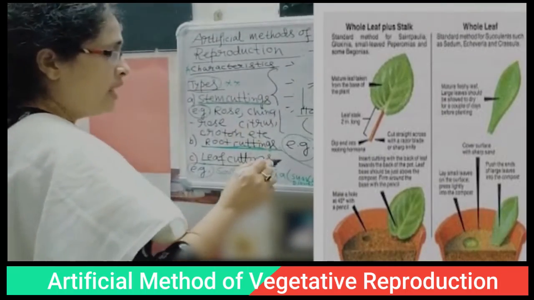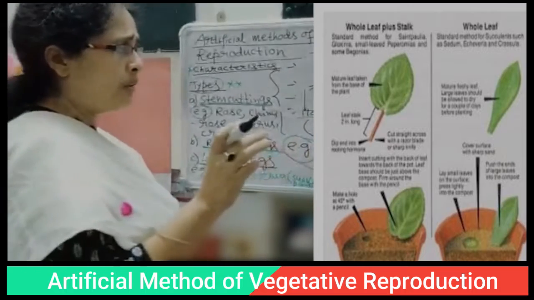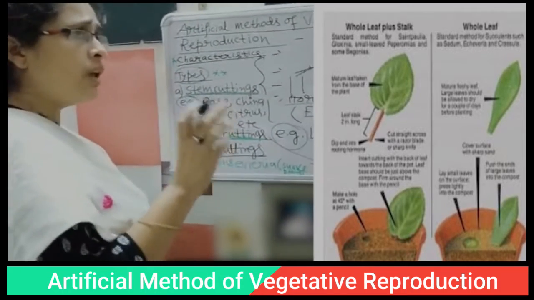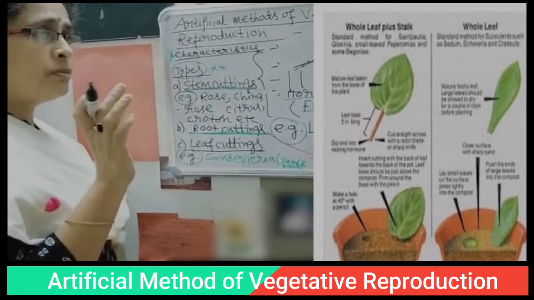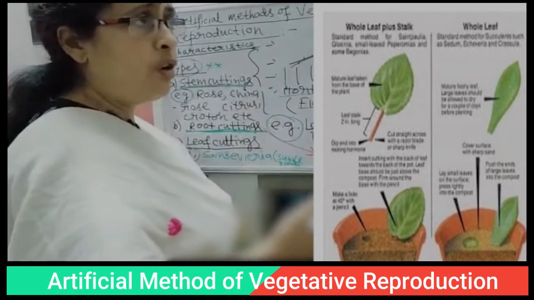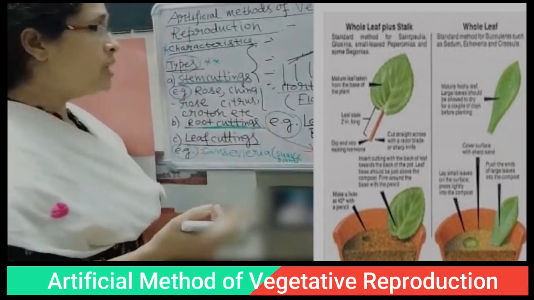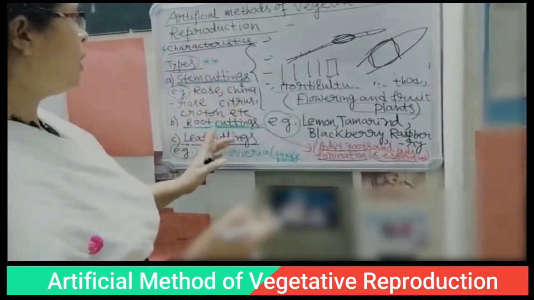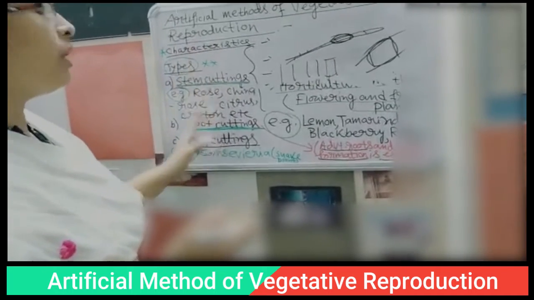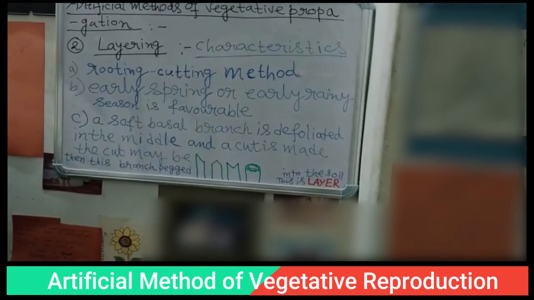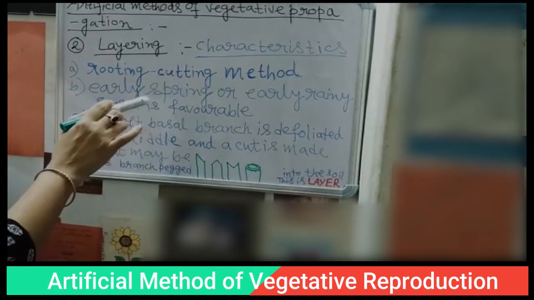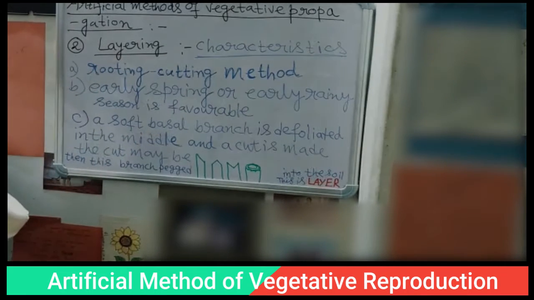But mind it that the cutting portion should be very fresh, so that adventitious roots will grow quickly. Okay, so these are the different methods of artificial vegetative reproduction through cuttings. I have already explained artificial methods of vegetative propagation by cutting.